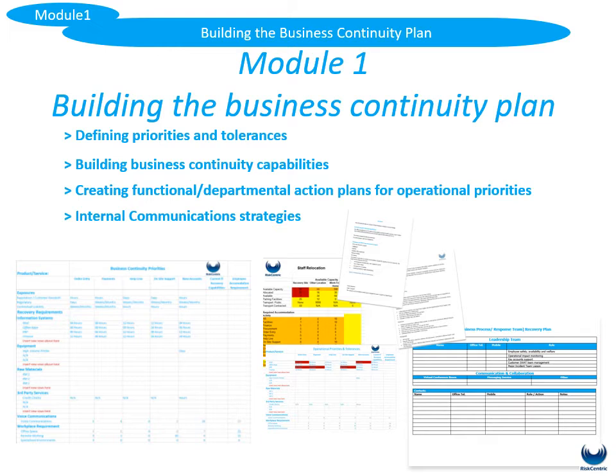As we walk through the process, we'll be showing worked examples of each step, including a priorities and tolerances assessment, examples of IT and workplace recovery plans, and the development of concise tactical plans and communications facilities to support the resumption of operational priorities.